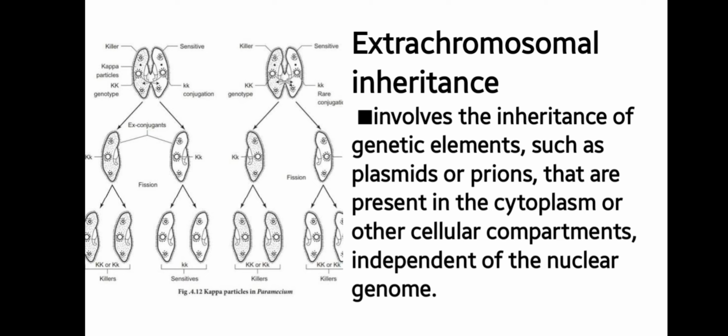Next is extrachromosomal inheritance. Extrachromosomal inheritance involves the inheritance of genetic elements such as plasmids or prions that are present in the cytoplasm or other cellular compartments independent of the nuclear genome. An example of this is chloroplast inheritance.